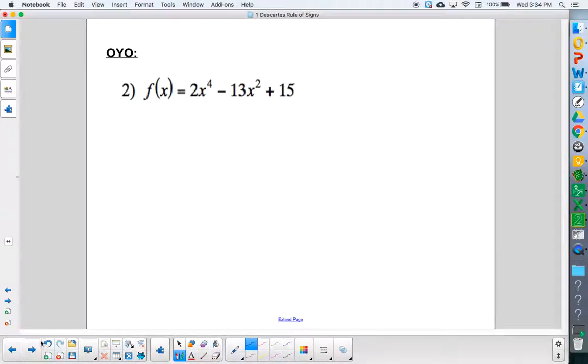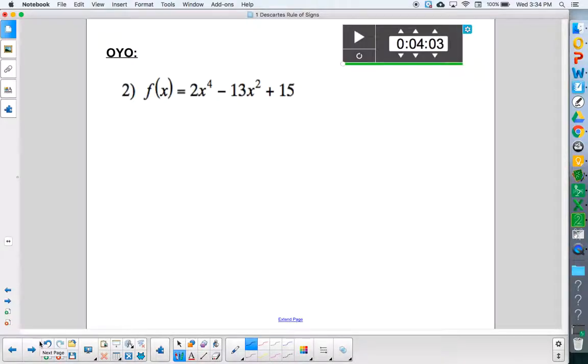Okay, so you would be assigned this as your OYO question, and it's the second problem on the worksheet in class. So if you are at home, just pause the video, try it out, and then I'm going to go through the answers. So pause it now because I'm going to start.